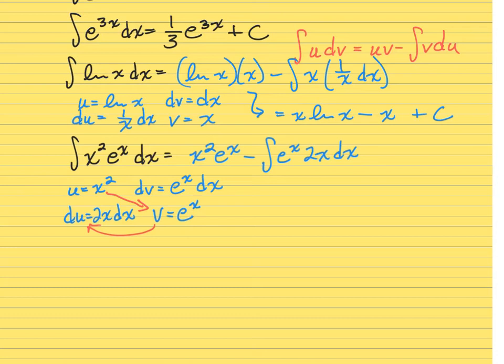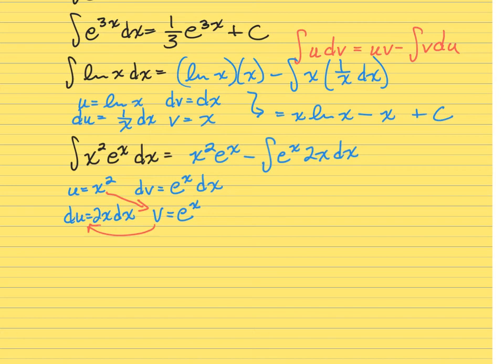Okay, which I can bring that 2 out. But notice I've got to be able to integrate that right there to find this ultimate solution. So I've got to be able to evaluate it. And again, it's not something I can just evaluate using simple rules. So how do I do it? Looks like I'm going to need to use parts again.